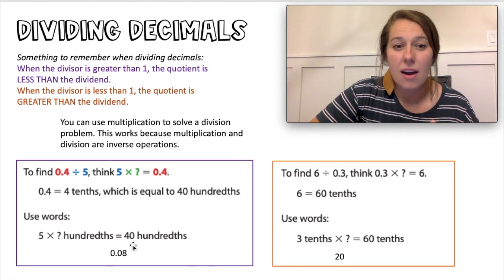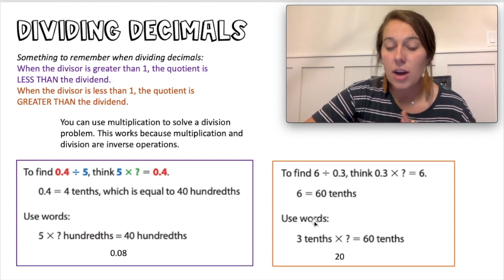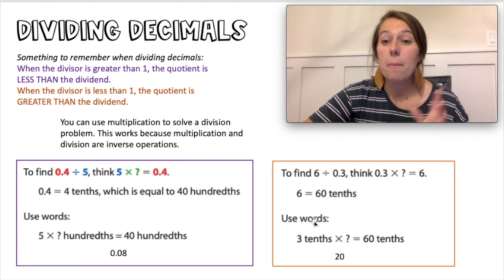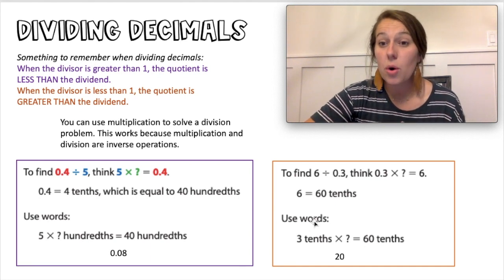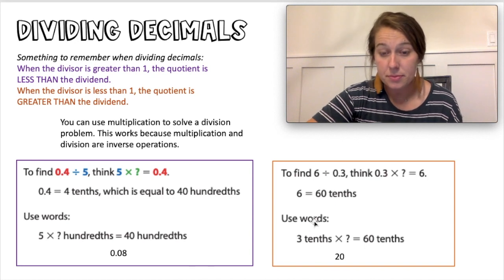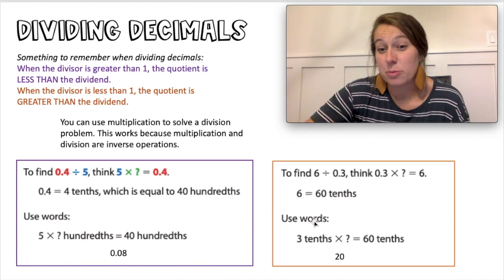So let's think of it the other way. If the divisor is less than 1, the quotient is greater than the dividend. So 6 divided by 3 tenths. My dividend is 6, so it's a whole number, and my divisor is less than 1. So think of 3 tenths times what gives me 6.